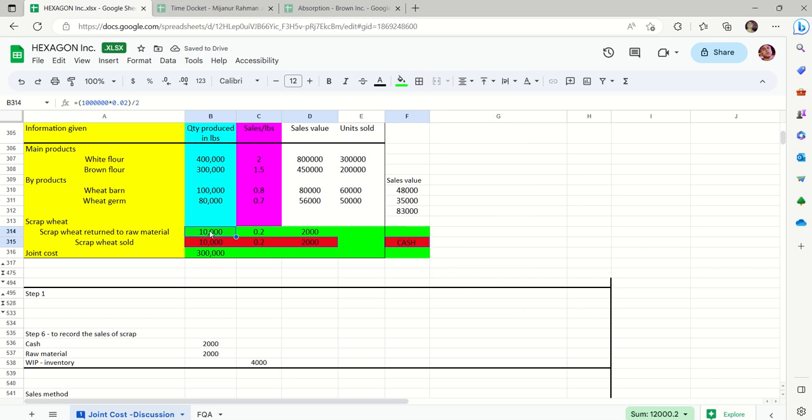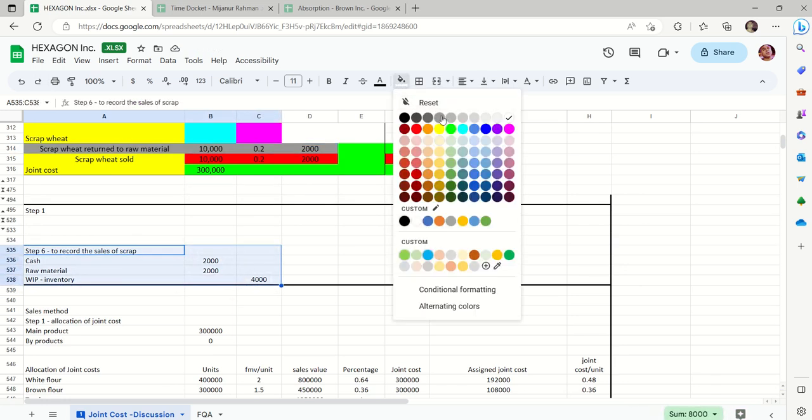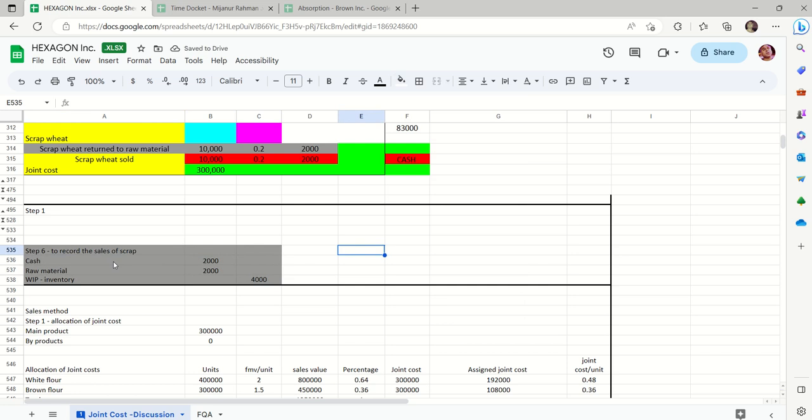Okay, and then we have 10,000 pounds. We returned it to the raw material highlighted in gray. We are returning this amount to the raw material section. We're thinking that we could regrind it and maybe get some wheat out of it. We're working on the gray cells right here. I'm going to give that a gray color. We debit cash for 2,000. We debit raw material for 2,000. We credit the work in process inventory for 4,000.